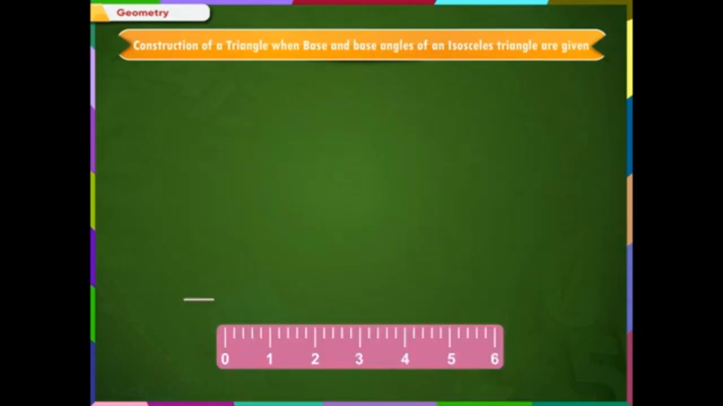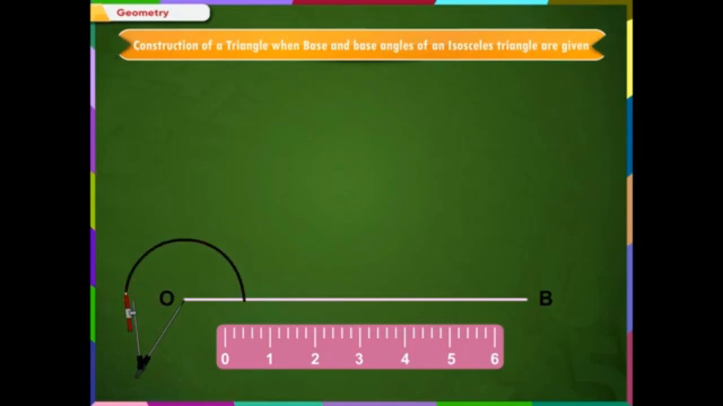Step 1. Use a ruler and draw a line segment OB of any convenient length as shown on the screen. Step 2. Now use a compass and open it to any convenient radius, and with O as center, draw an arc which cuts line segment OB at X. Step 3. Again use the compass and open to the same radius as in step 2, and with X as center, draw an arc which cuts the first arc at D.